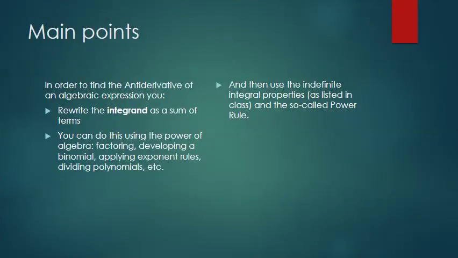Whenever you are trying to find the antiderivative of an algebraic expression, you can keep these points in mind. First, you have to rewrite the integrand as a sum of terms. You can do this using the power of algebra, like factoring, developing a binomial, applying exponent rules, dividing polynomials, etc. And then you can use the indefinite integral properties that we have listed in class. And finally, you apply the so-called power rule to get your solution.